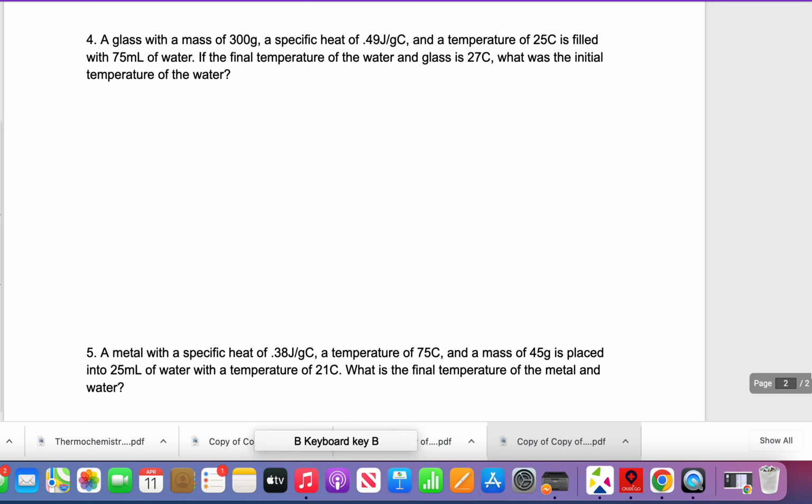Is for the back of the virtual review. It's a calorimetry problem. So this one, the first one, number 4, you have a glass and you're trying to find the initial temperature of the water you're pouring in.